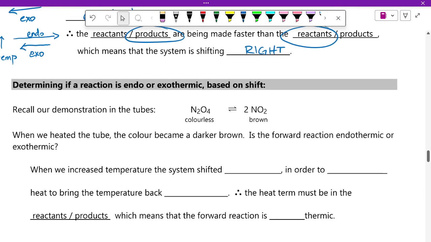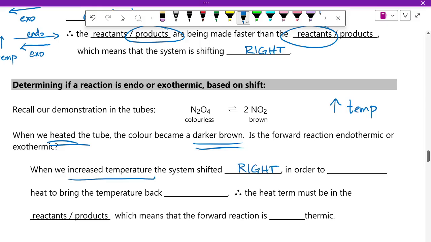Remember our tubes? Remember brown and colorless gas? When we heated the tube, the solution became darker brown. So when we increase the temperature, which direction did it shift? The system shifted right. And if we increase the temperature and it shifted right, was that because it wanted to release heat or because it wanted to absorb heat?